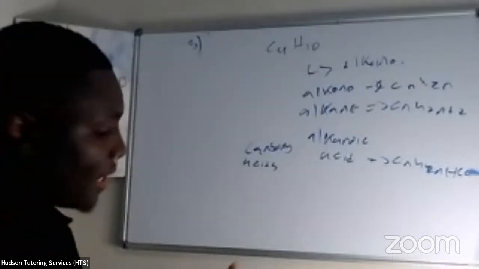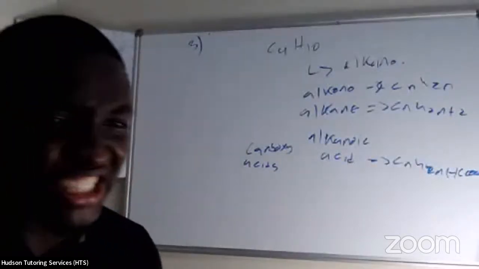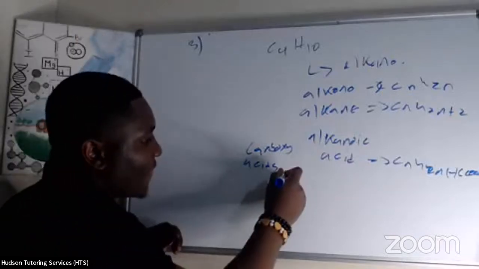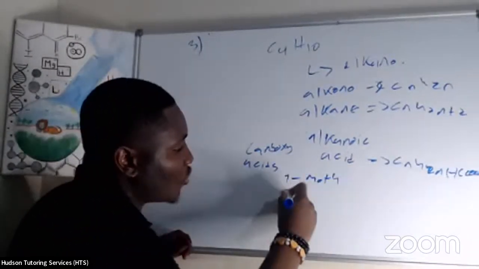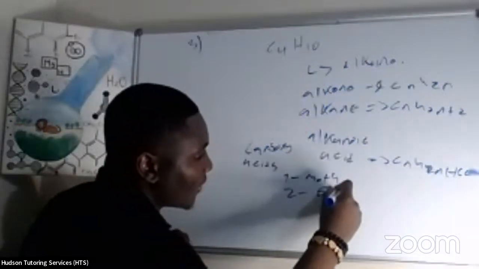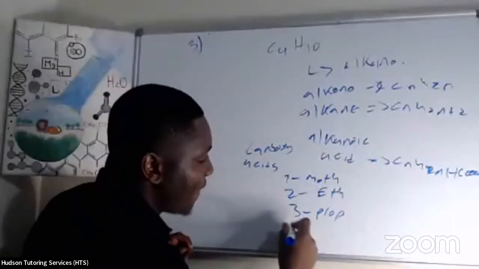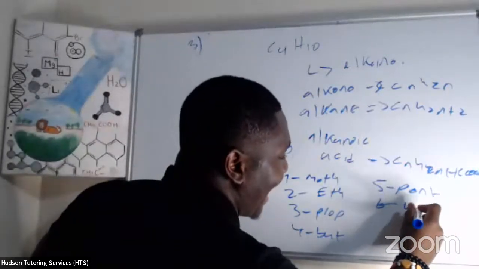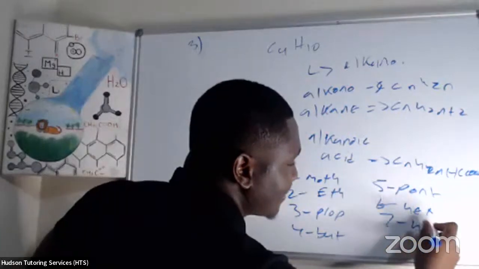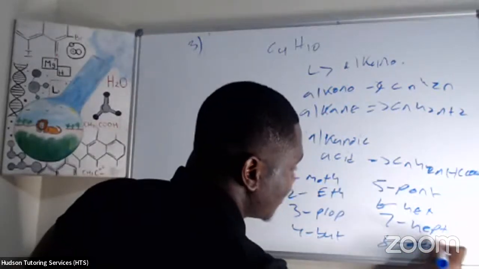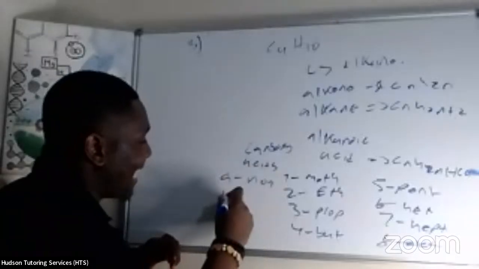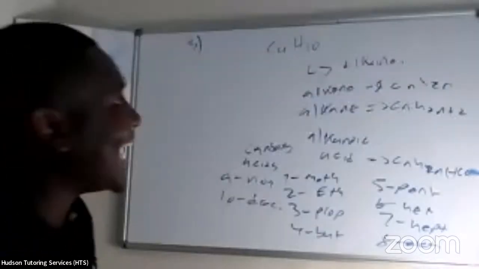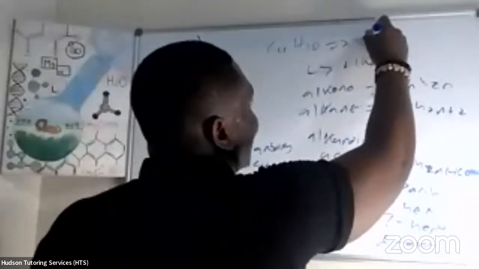Now, how we normally do this, we number carbon atoms from 1 to wherever, and each number of carbon atoms has a prefix. So if you have 1, that's meth, just to revise for those who don't know. 2, eth. 3, prop. 4, but. 5, pent. 6, hex. 7, hept. 8, oct. 9, non. 10, dec. All right, good. So in this case, C4H10 is butane.